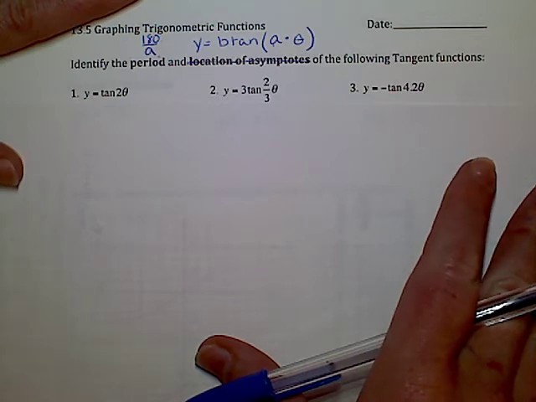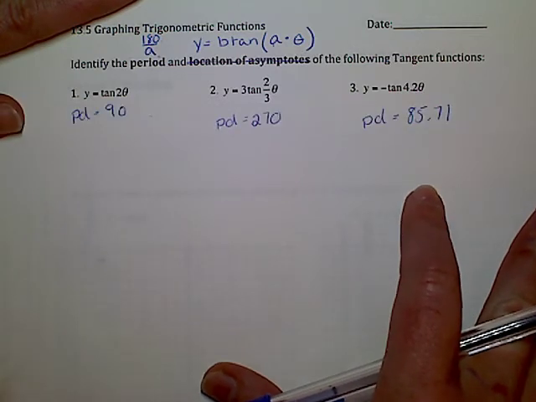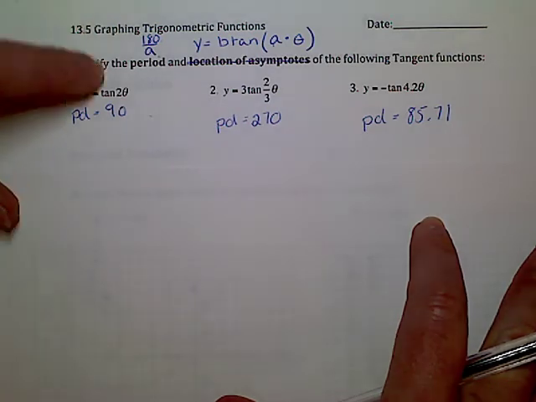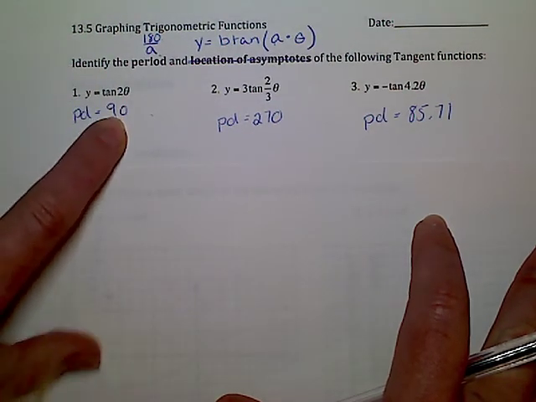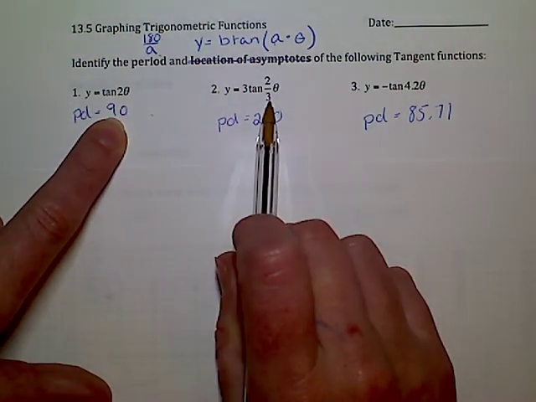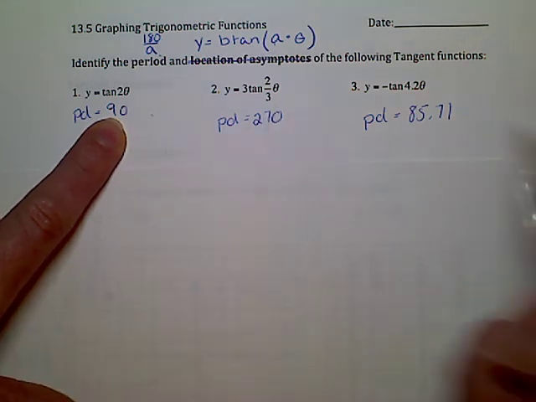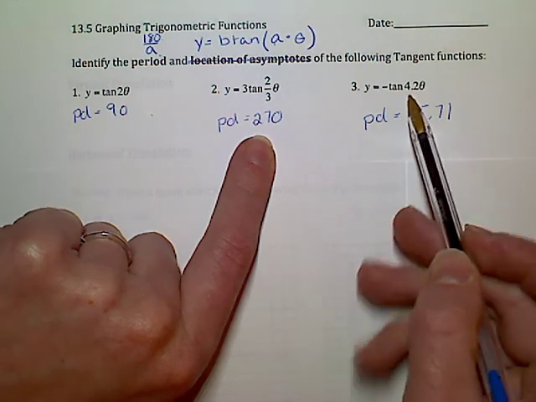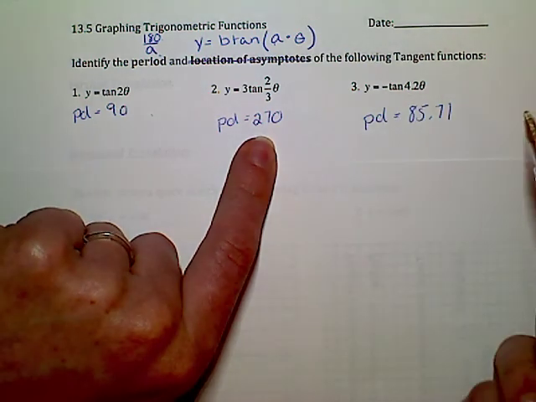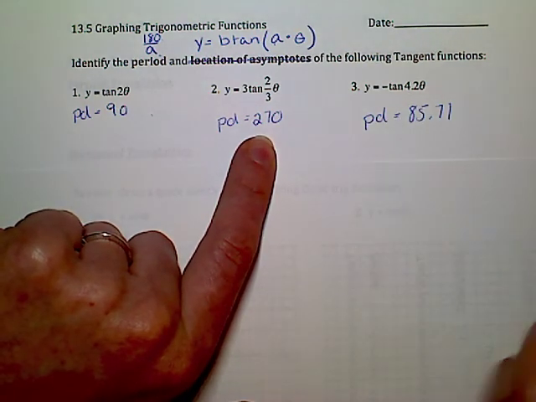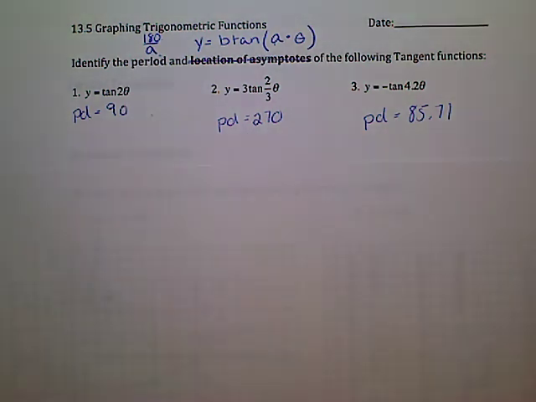Okay, now that you're ready to take a look at what they are, here we go. 180 divided by 2 is 90, so that's the period. 180 divided by 2/3 really means we have to flip and multiply. We get 270, and this is weird. You can use a calculator for this, but 180 divided by 4.2 gets you 85.71.